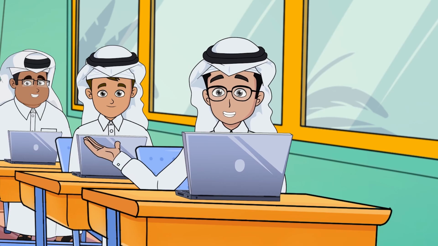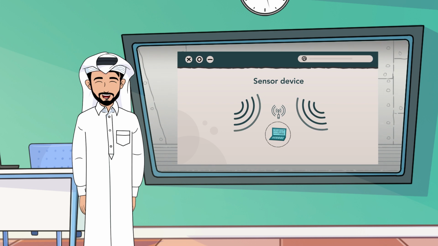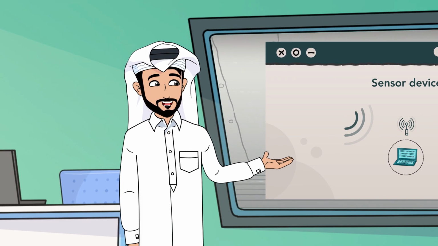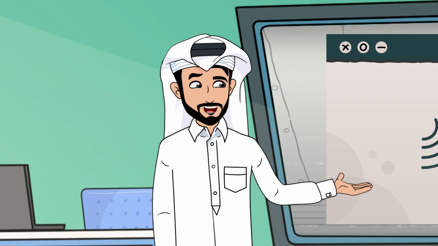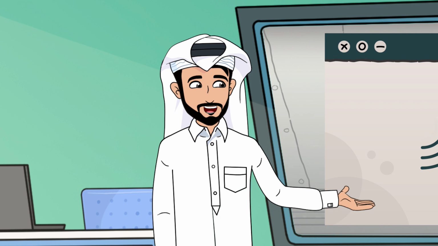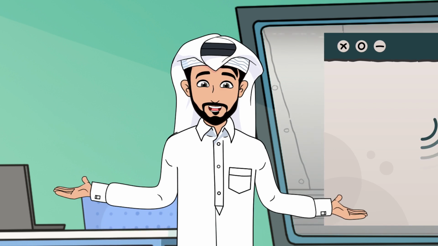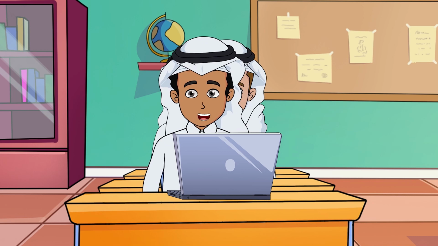Are there examples of sensor devices we know, teacher? Of course, Nasser. There are many sensor devices around us. They control operations such as turning lights on and off, adjusting temperatures, detecting smoke or fire, and controlling door opening and closing. So does that mean a thermostat is a type of sensor?